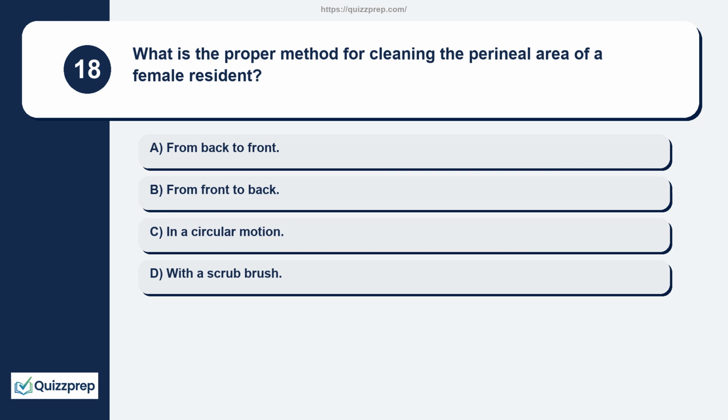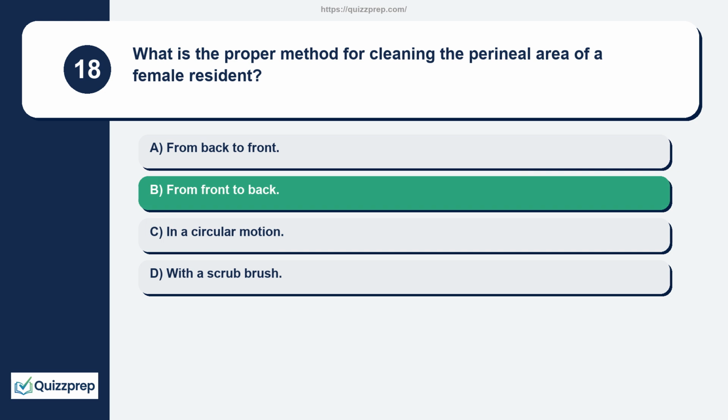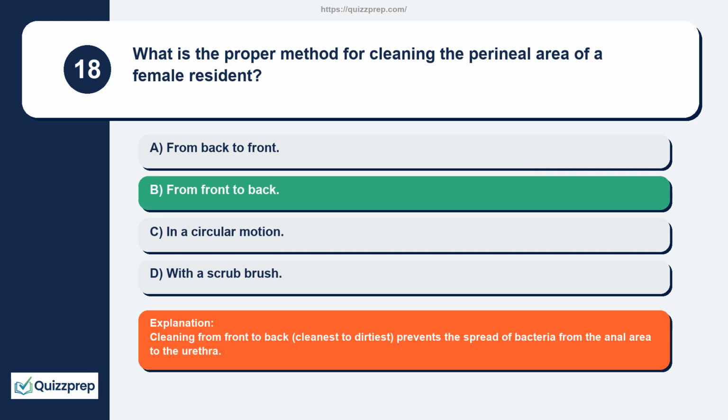Question 18. What is the proper method for cleaning the perineal area of a female resident? From back to front. From front to back. In a circular motion. With a scrub brush. Cleaning from front to back, cleanest to dirtiest, prevents the spread of bacteria from the anal area to the urethra.